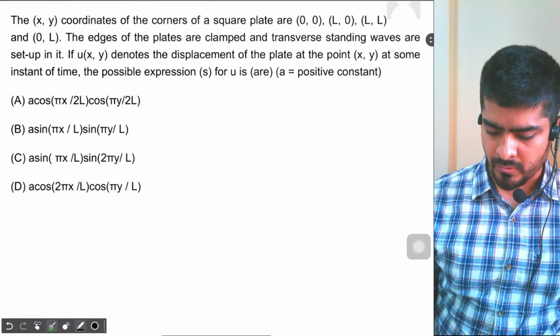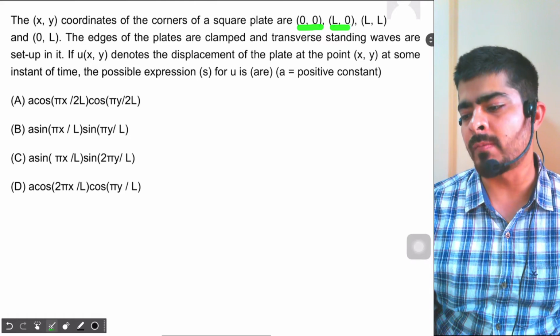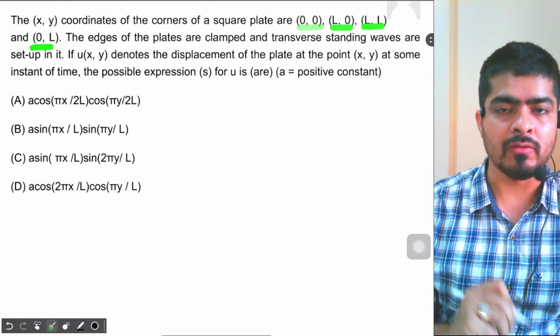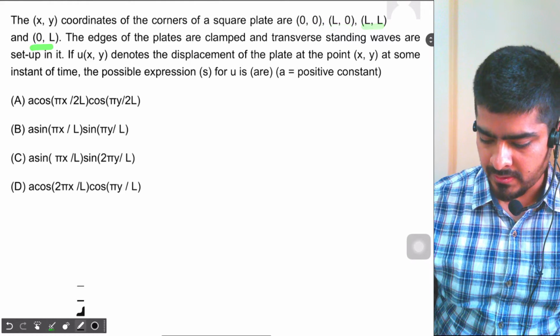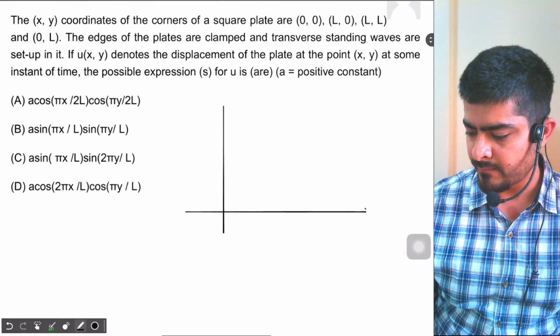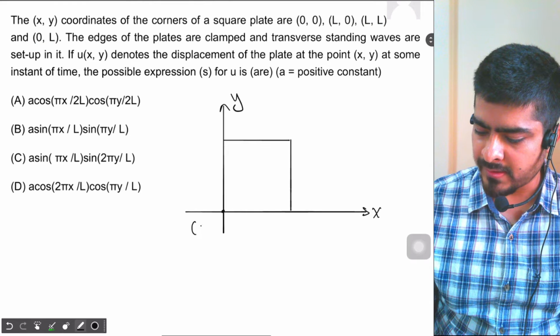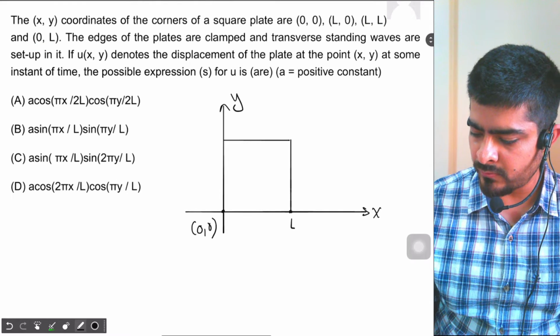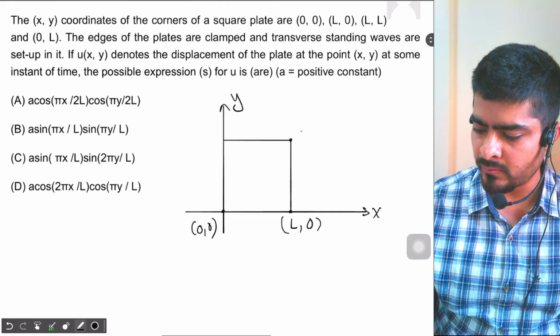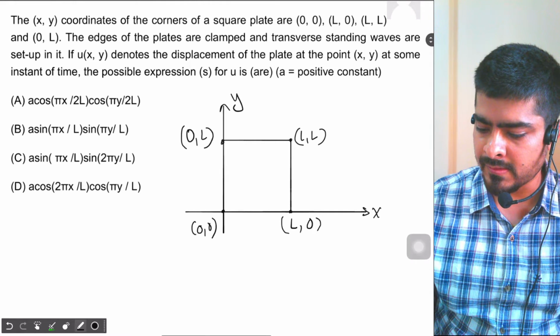Hello students, see this question. We have a square plate with the coordinates 0, comma 0, L, comma 0, L, comma L and 0, comma L. Okay, so let's draw that first. Then only we will be able to understand this question. X-axis, Y-axis, and these are your points 0, comma 0, L, comma 0, L, comma L and 0, comma L.